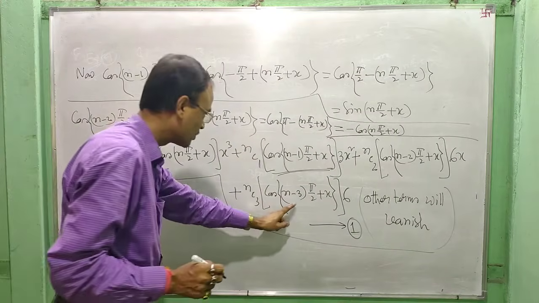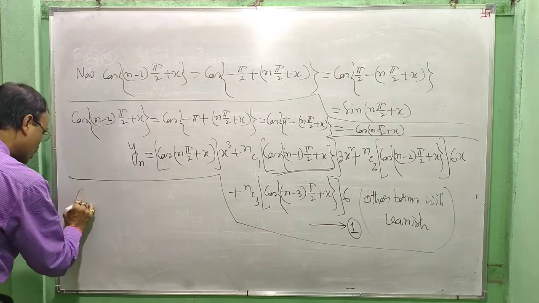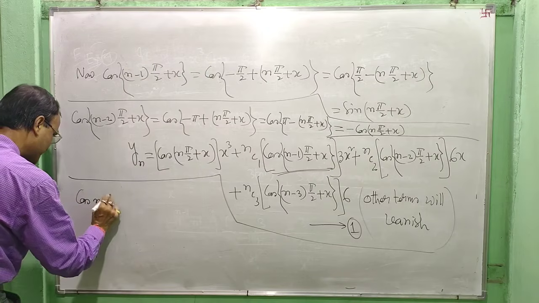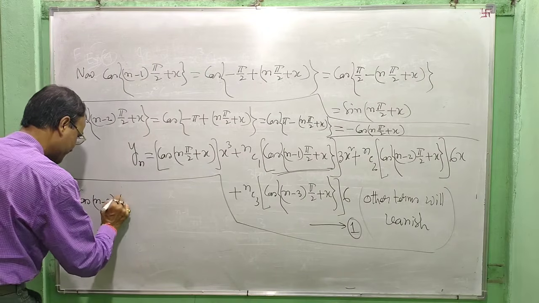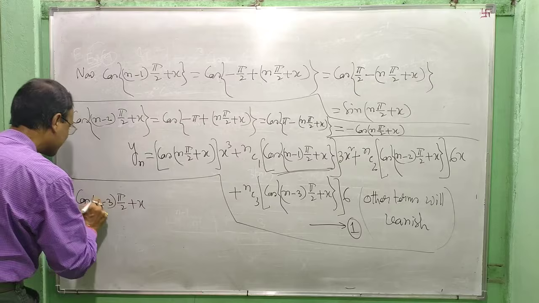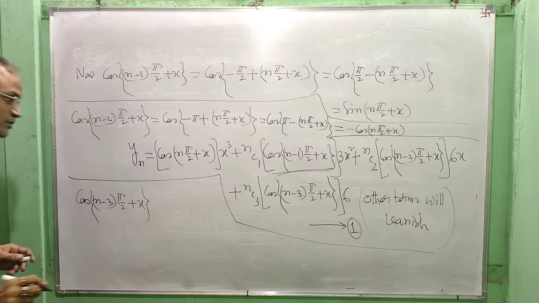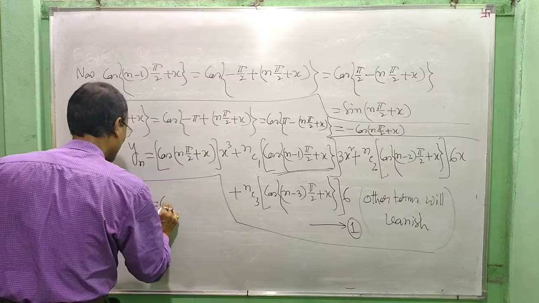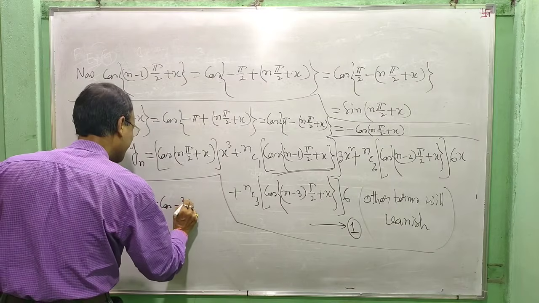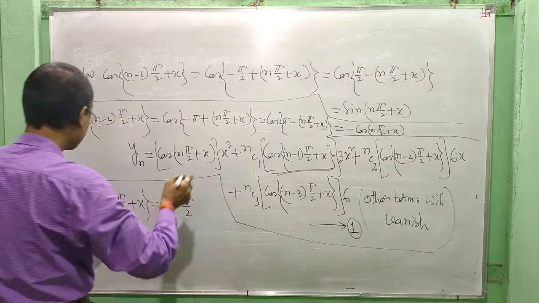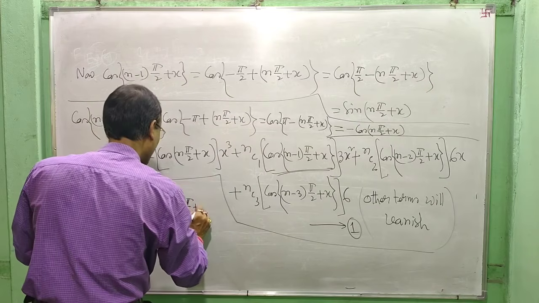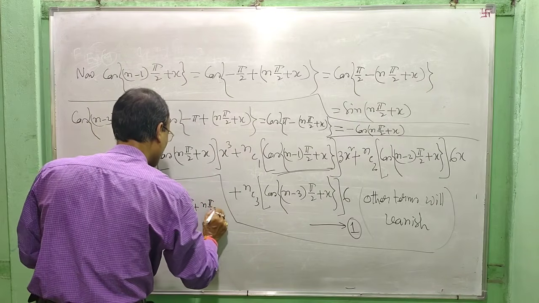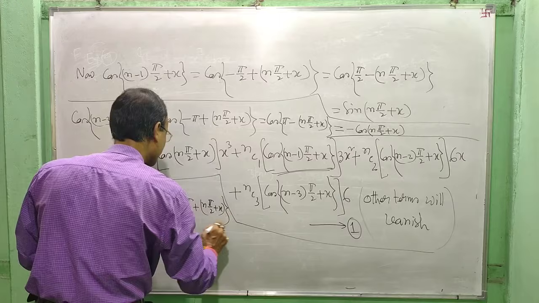Now what will be this term? cos of (n minus 3) times pi by 2 plus x. This is equal to cos of minus thrice pi by 2 plus n times pi by 2 plus x. You may write it like this.